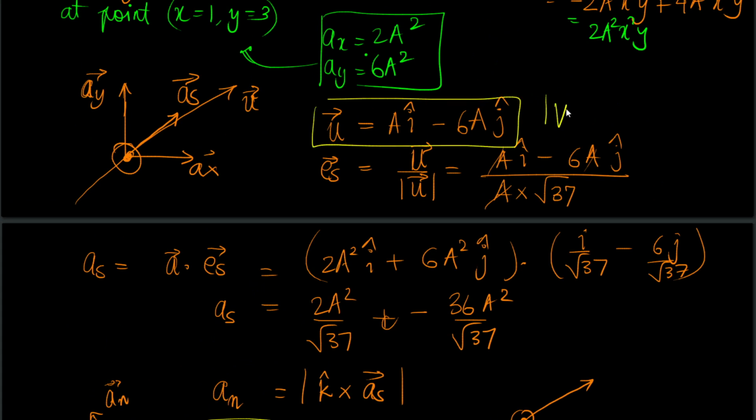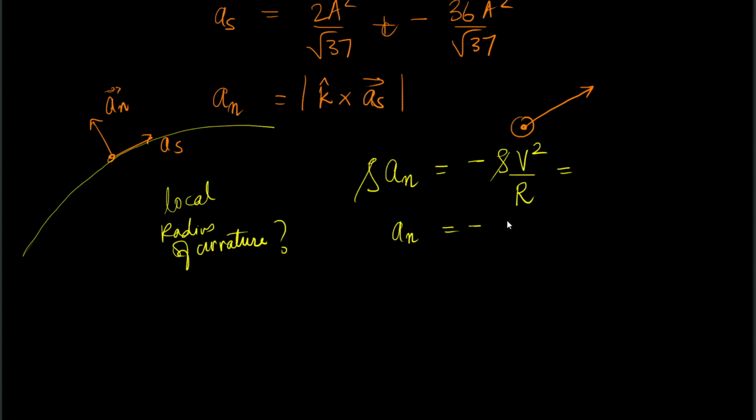The velocity magnitude is equal to square root of 37 times a in the es direction. So this is the magnitude and this is the unit vector. So in that case, this becomes minus v square upon r. Anyway, I'm not going to do the entire calculation. Once you know as, you can take the curl, find out the v square upon r and eventually find out what r is going to be.